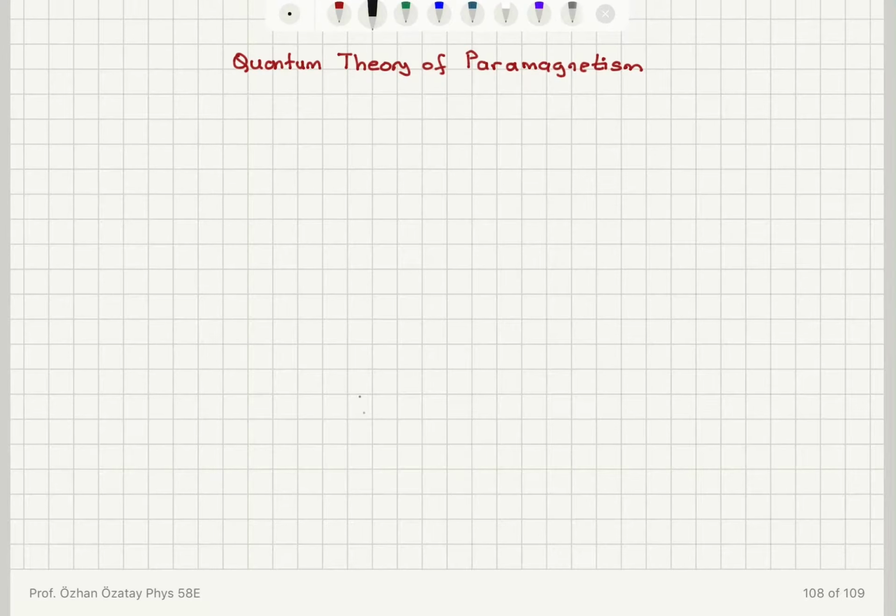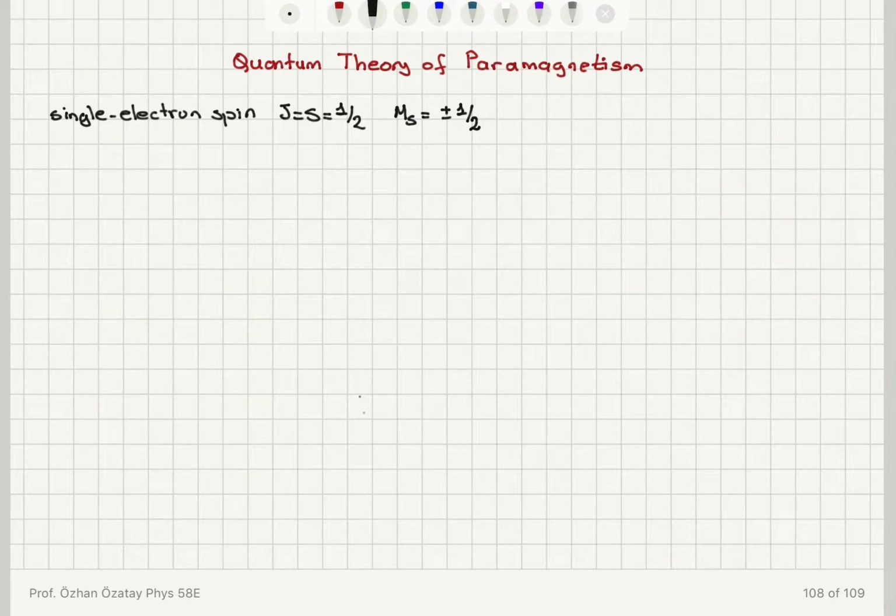After Langevin theory of paramagnetism, which is a classical theory, we're going to continue with the quantum theory of paramagnetism. First, we're going to demonstrate this for a single electron spin. So for a single electron spin, we have the spin quantum number S equal to J. So J is equal to capital S is equal to 1/2, and this gives us two possibilities for m sub s, which is plus or minus 1/2.